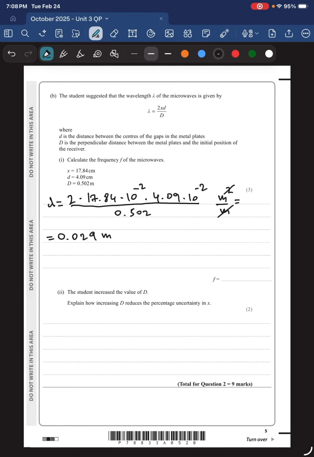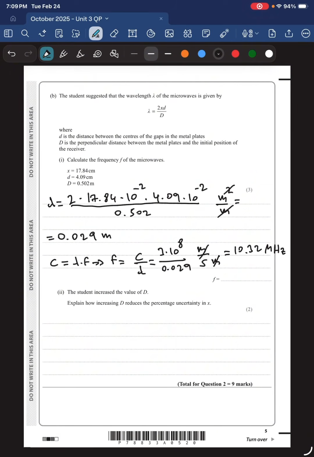And then we know that for electromagnetic waves, they propagate with the speed of light, so c is lambda times the frequency. Therefore f, the frequency, is c over lambda, so 3 times 10 to the 8 over 0.029. This is meters per second and this is meters, so meters cancel, and we find 10.32 megahertz. Beautiful. The student increased the value of D, which is again the perpendicular distance between the metal plates and the initial position of the receiver.